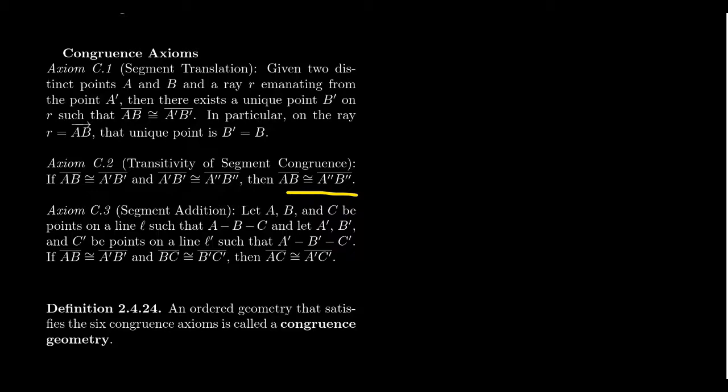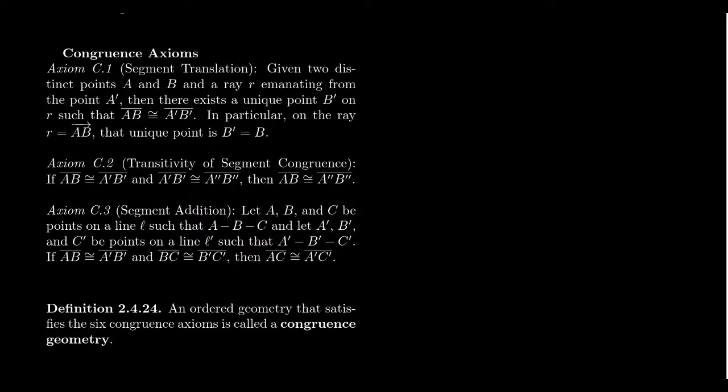So with our usual intuitive notion of congruence, this should be satisfied, right? In fact, we might think that congruence is actually an equivalence relation. We'll say some more about this in just a moment. But the second axiom of congruence assumes that congruence of segments is a transitive relation. We will see that it's an equivalence relation. We'll prove that it's reflexive and symmetric in just a moment.